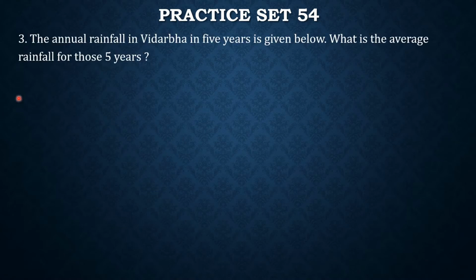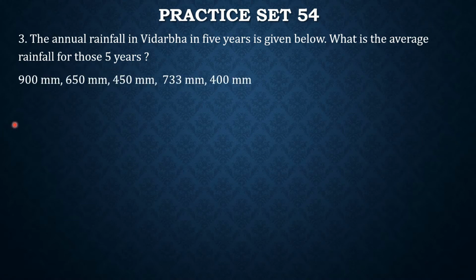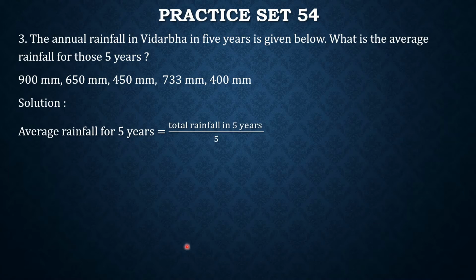Let us see the third question. The annual rainfall in Vidarbha in 5 years is given below. What is the average rainfall for these 5 years? So that is 900 millimeter, 650 millimeter, 450 millimeter, 733 millimeter, 400 millimeter. So for the average, there are 5 years in total.